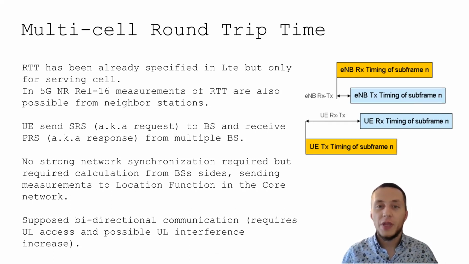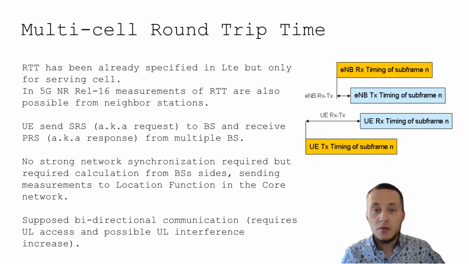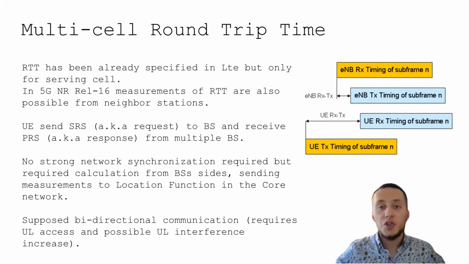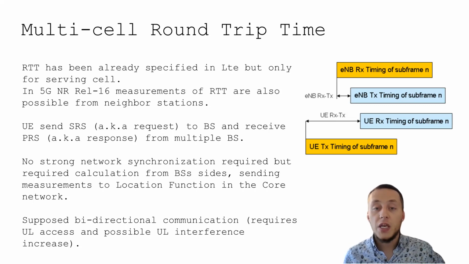It works in a kind of request-response manner, when user equipment sends a sounding reference signal to the base station and receives a positioning reference signal from multiple base stations. Well, it does not require very strong network synchronization between nodes, but it requires calculations on the base station side and sending measurements, sending final results, to the location function in the core network. And as any bidirectional communication requires uplink access, it may lead to increased uplink interference. It may lead to the fact that uplink is usually a bottleneck in terms of coverage. Any problems with interference should be taken into account as well.